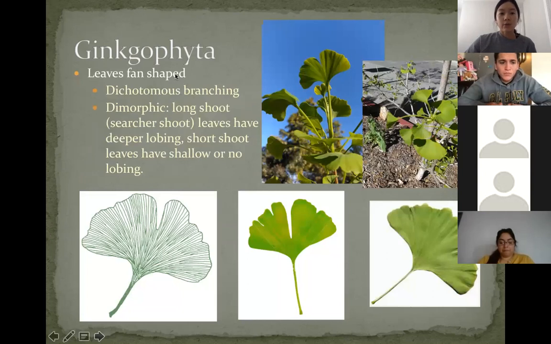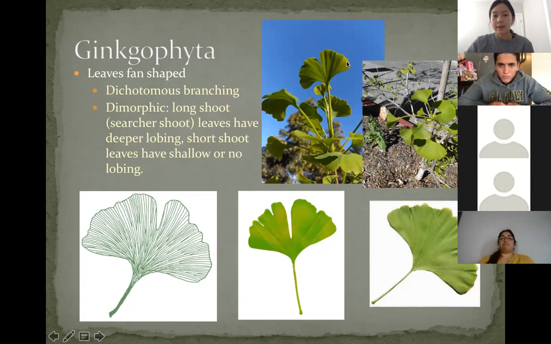So ginkgos are really cool. They have dimorphic leaves, meaning they have two different morphologies essentially. They have long shoot leaves and short shoot leaves. Now the long shoot leaves, which I have right here at the top, are usually going to have a much deeper lobing, which you can also see in these images right here. Whereas the short shoot leaves, which you can see in this photo right here on the top right, are usually going to be more entire. When you use the word entire, that pretty much means that the edge of the leaf is smooth. So again, short shoot leaves have more of that smooth edge, whereas long shoot leaves have more of that deeper lobing.